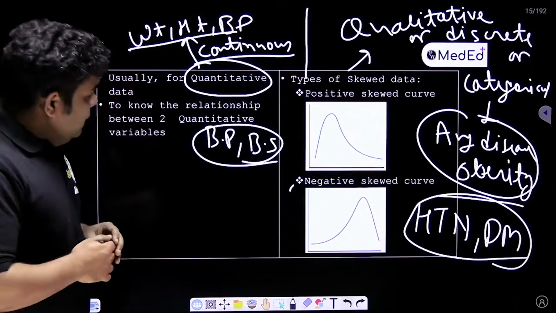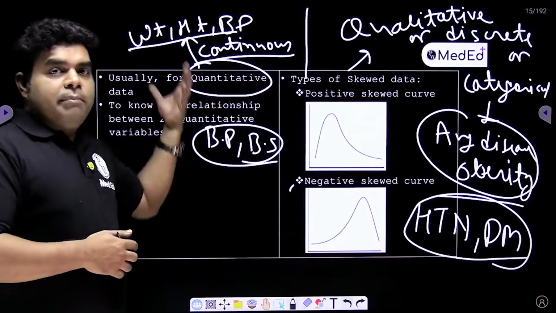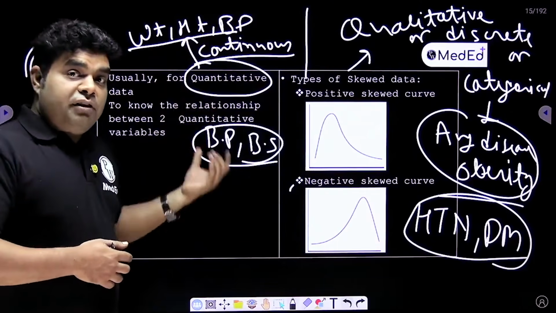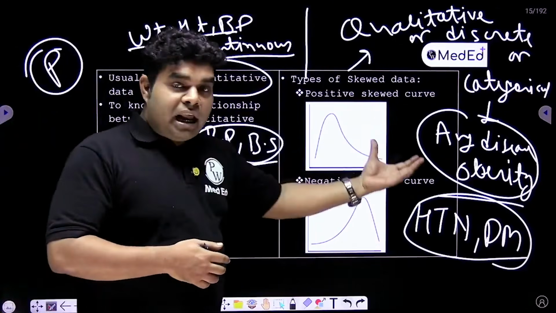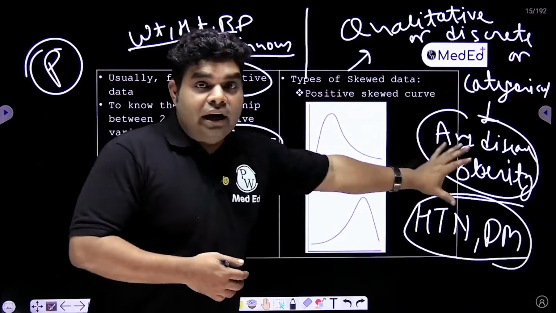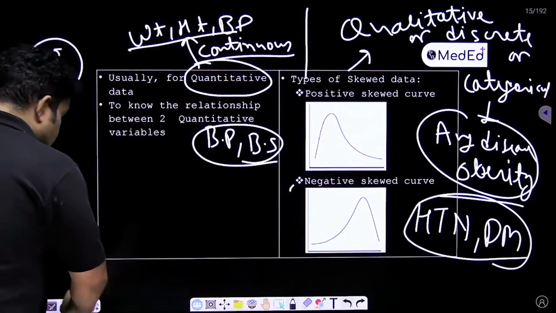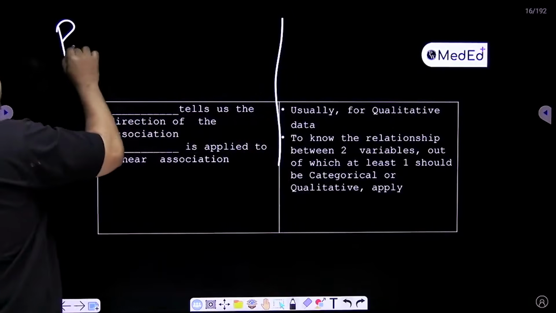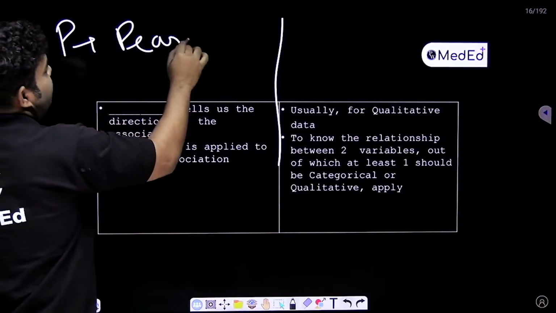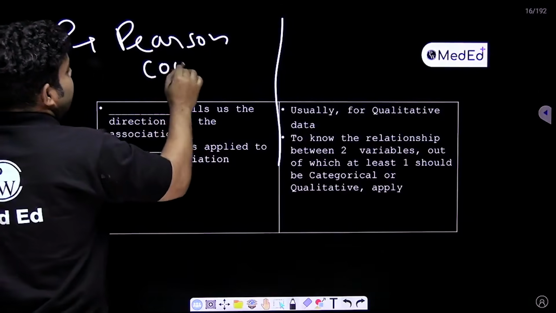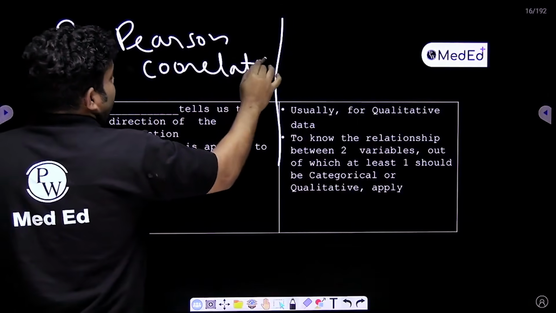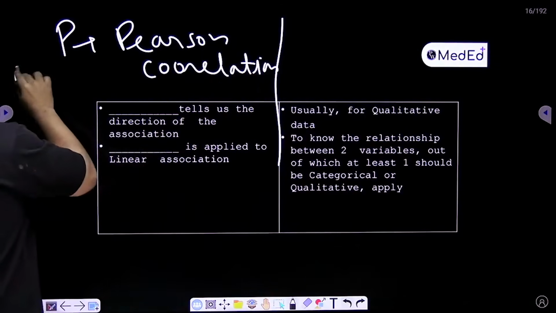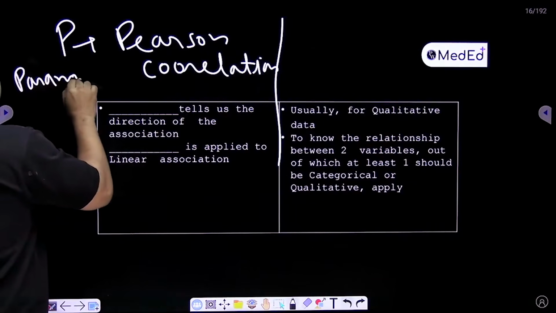So remember, a parametric test is on the parameter which we measure in the disease. A non-parametric test is for categorical data. Now let's go into one more point in detail. When it is a parametric test, P for parametric, P for Pearson correlation. So Pearson correlation we find in which test? Parametric test. What is this Pearson correlation?